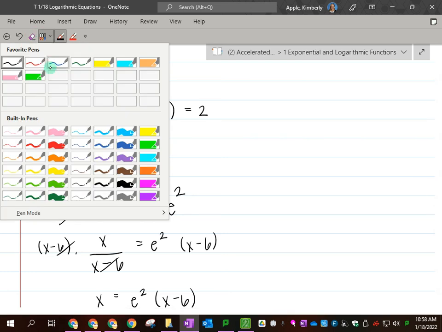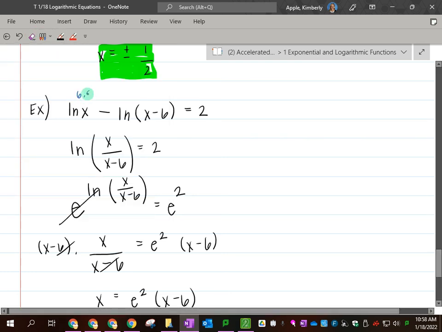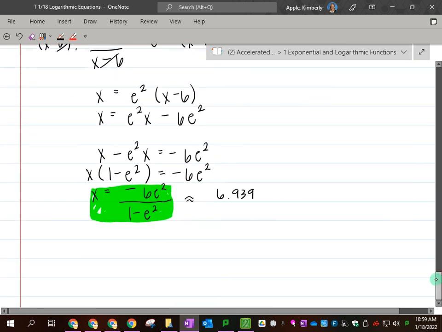So let's plug it in the first one. x is 6.939. Is that one positive? Is this number positive? Yeah, so we're good there. What about this one? Yep, 6.939 minus 6. That's not very positive, but a little bit. So we're good to go. We're able to keep that one.